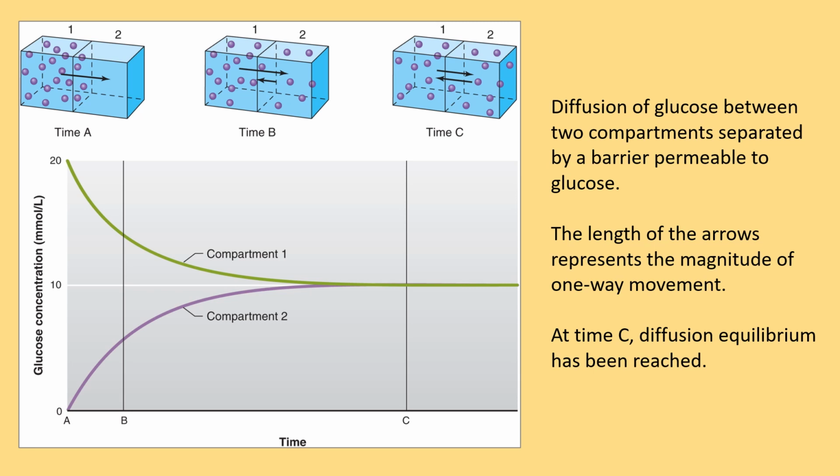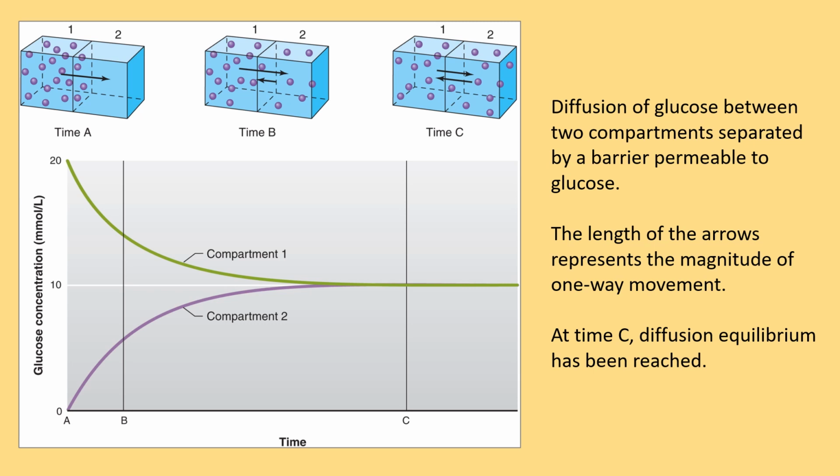And then on the vertical axis, we have glucose concentration. The green line on the graph represents the concentration of glucose in compartment number 1 over time, and the purple line represents the concentration of glucose in compartment number 2 over time. So let's look at time A.